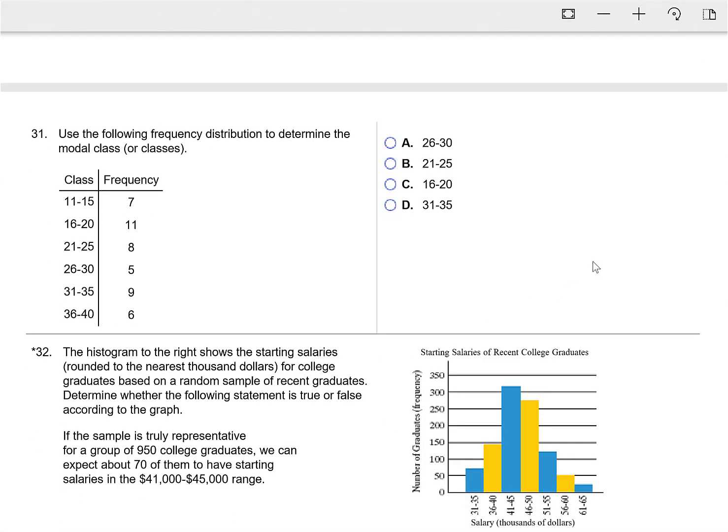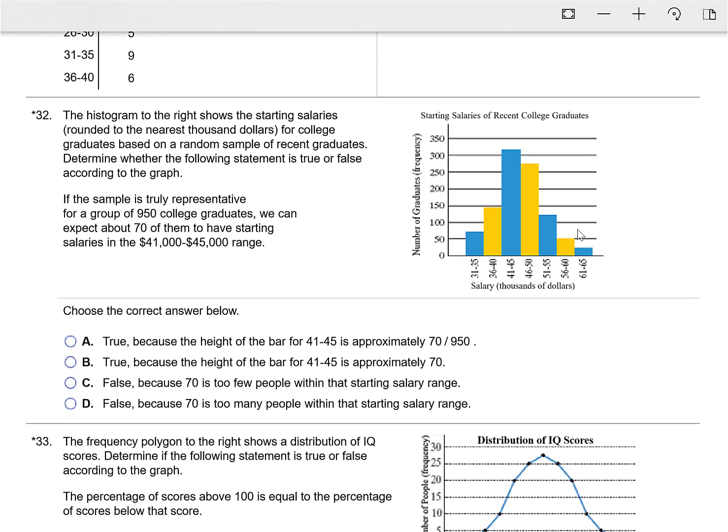Use the following frequency distribution to determine the modal class or classes. Remember, modal means the most frequent, and if we look there, we see the class from 16 to 20 has the most observations, so that would be the modal class.